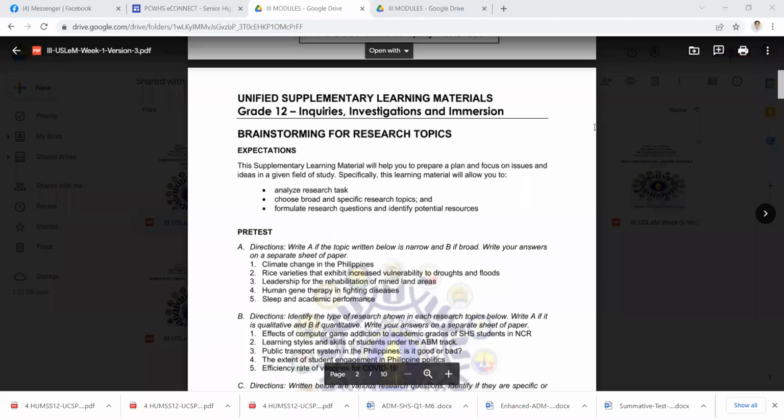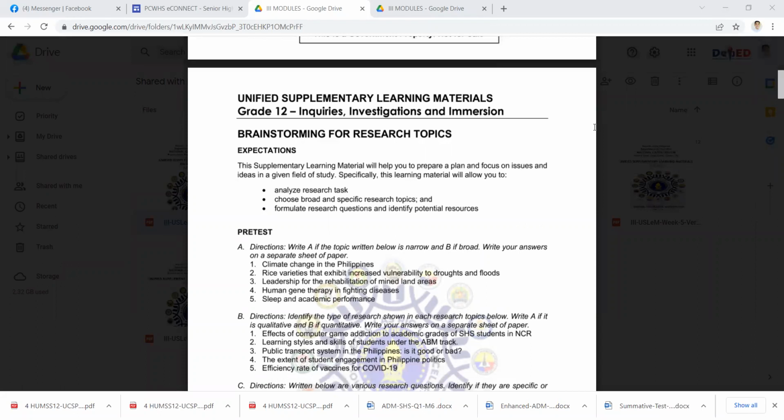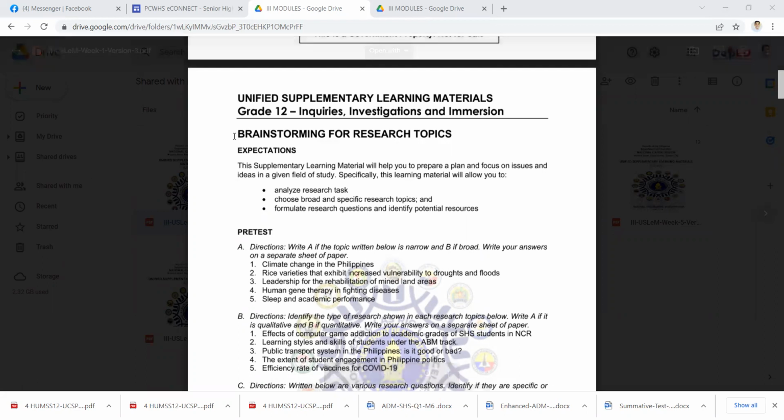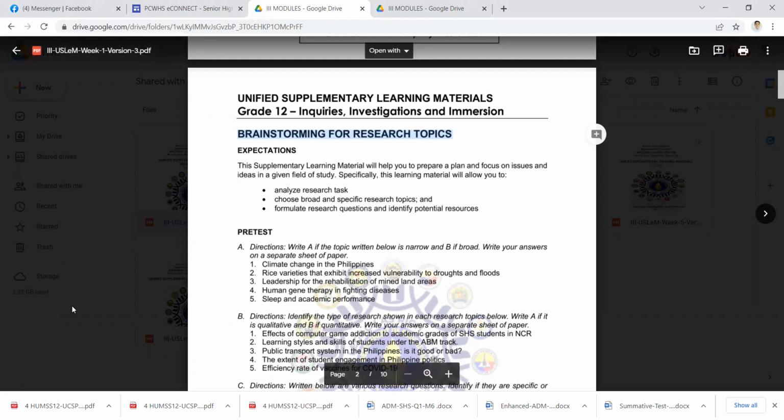Okay, good morning, everyone. So, for our week number one, day one to four, for our day one, on the inquiries, investigation, and the immersion, the first topic that we will be talking about for this session is on the brainstorming for research topics. So, what are the expectations for the brainstorming of this topic?